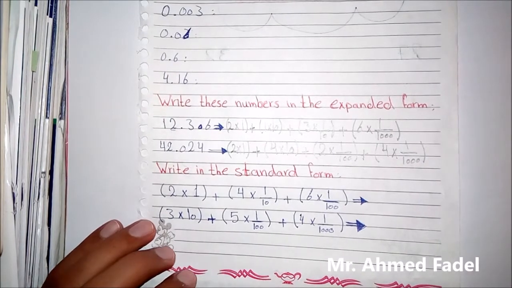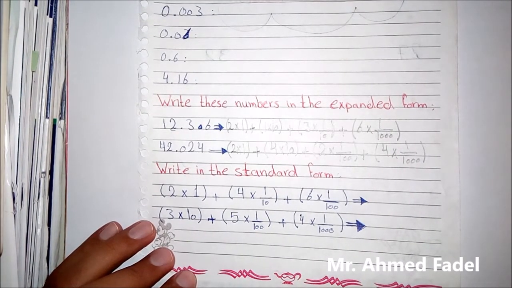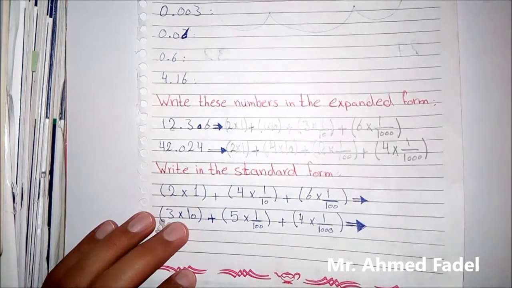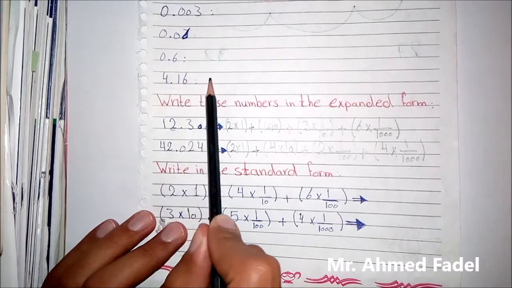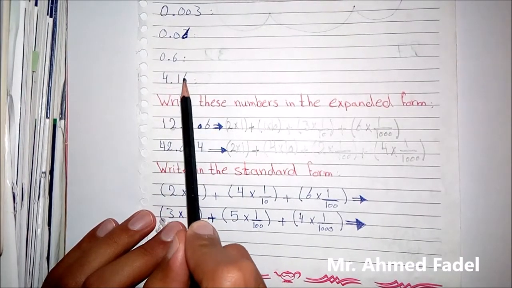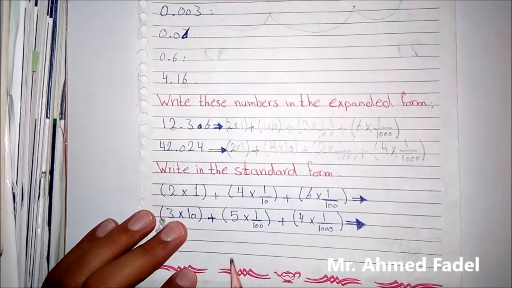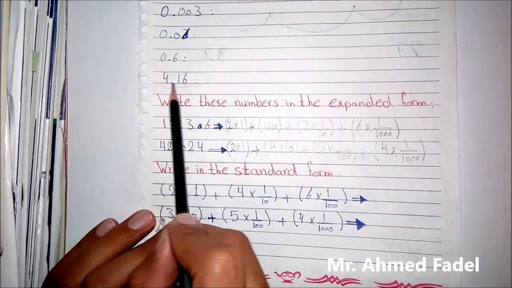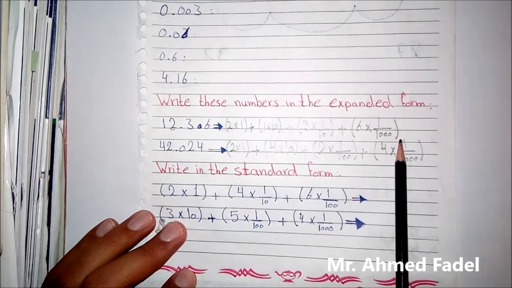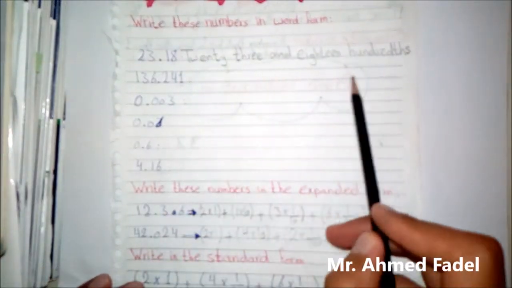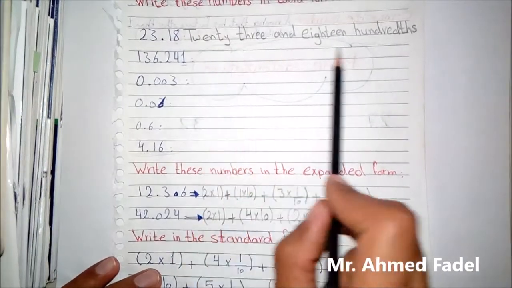The last 2 questions that we have on this page over here, the first one is about writing in the standard form. Standard form is like what we have here. This is a standard form. 4.16, this is written in the standard form. 0.6 is the standard form. 0.06 is the standard form. So please just remember that this is the standard form, this is expanded form, and this one here on the top is the word form. This is the word form.